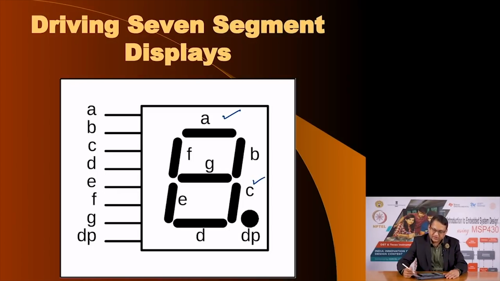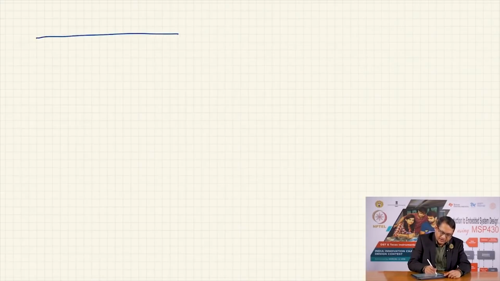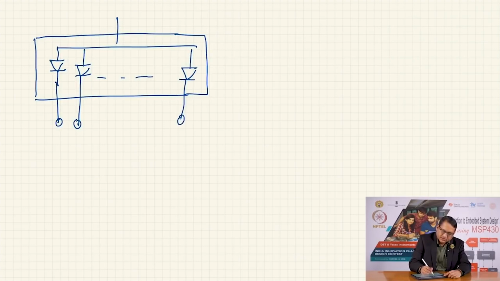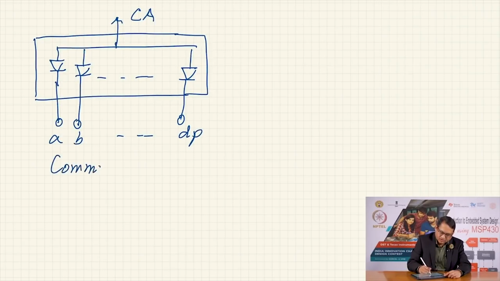Now, these 7 segment displays come in 2 varieties. One is called common anode, which means this display internally will have 8 LEDs, and their anodes will be connected together. So you would have 8 LEDs, and this terminal will be called common anode, and you would have A, B, and so on up to DP.